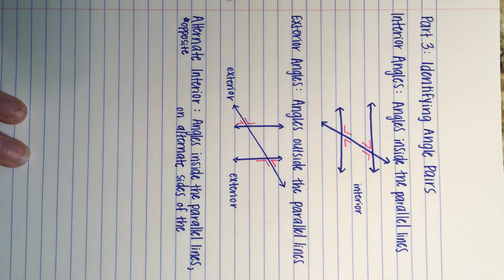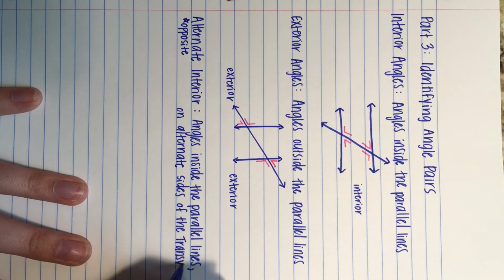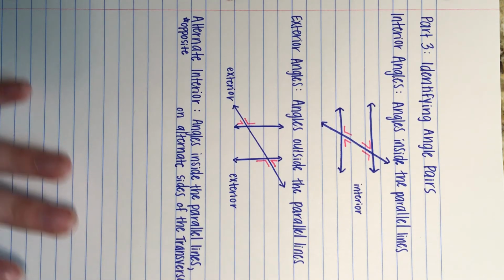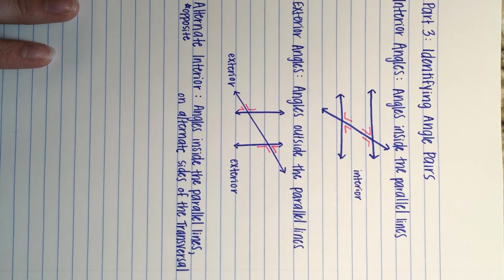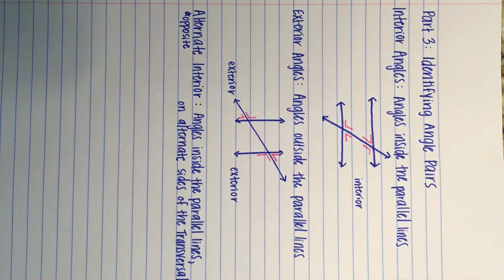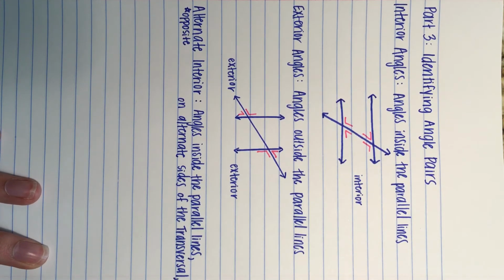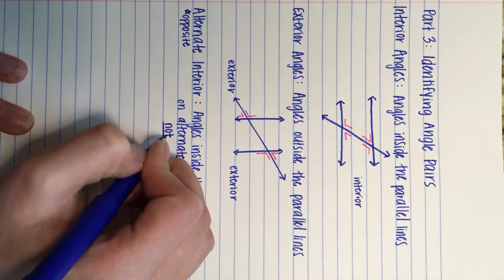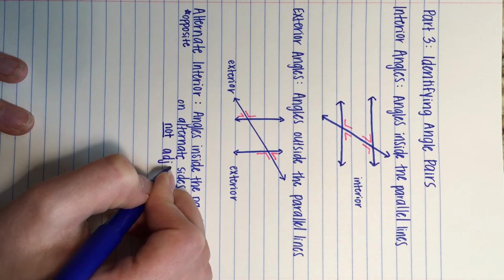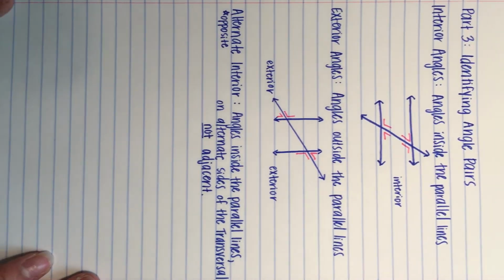of the transversal. Remember, that's that line that cuts the parallel lines. Ooh, got cut off a little bit there. On alternate sides of the transversal. Okay, that's the second thing they need to be. One more piece. I put a little comma in there. It's hard to see. They are not adjacent, so they're not right beside each other.